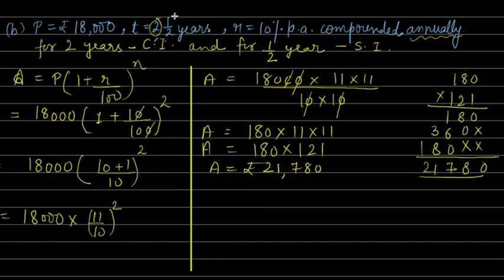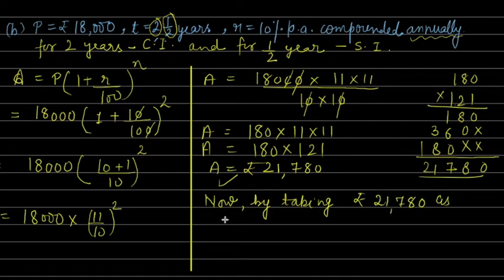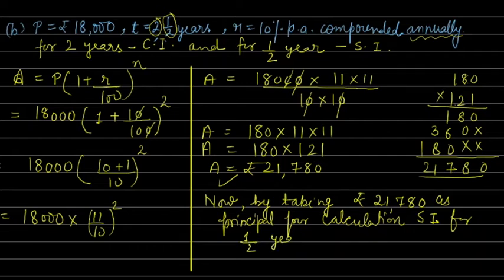Now we will remember that we have to calculate the simple interest for this half year also, and this will be my principal for this case. Okay, so we can write actually now by taking rupees 21,780 as principal for calculating simple interest for half year. Okay, so this statement is important to write.